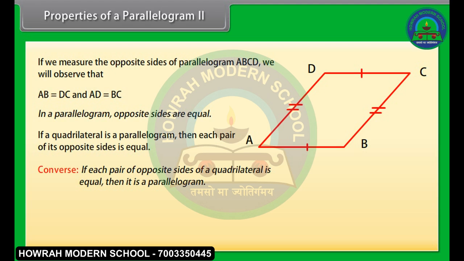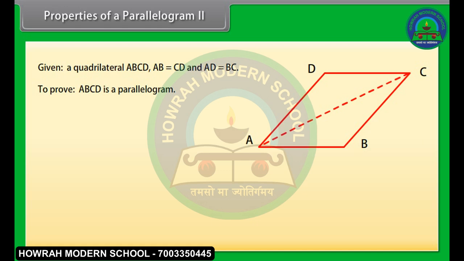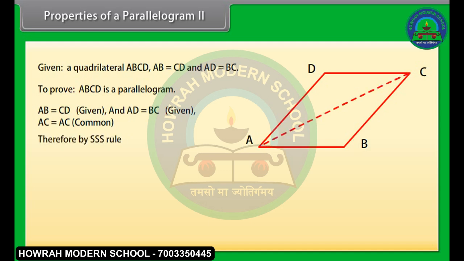This says that if each pair of opposite sides of a quadrilateral is equal, then it is a parallelogram. Let us prove this theorem. Given a quadrilateral ABCD such that AB is equal to CD and AD is equal to BC. To prove ABCD is a parallelogram, draw a diagonal AC. AB is equal to CD and AD is equal to BC. AC is equal to AC, common. Therefore, by SSS rule, triangle ABC is congruent to triangle CDA.